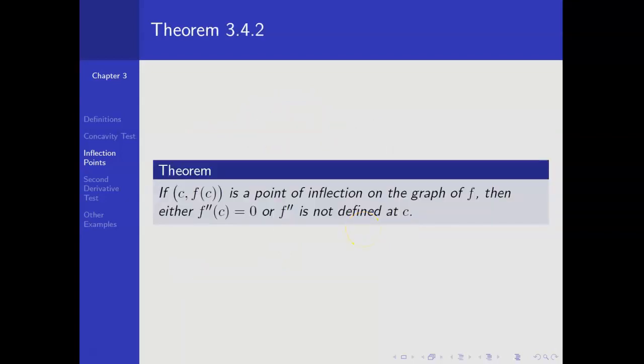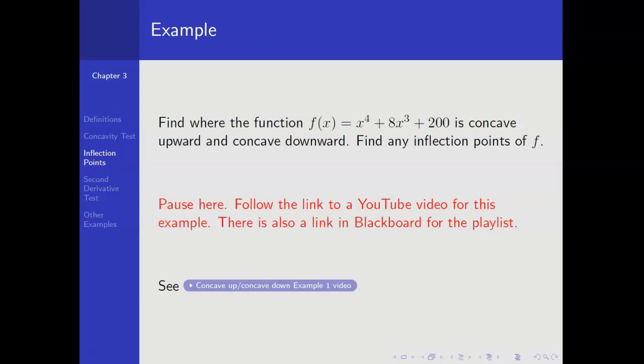All right, now we have a theorem about inflection points. This theorem tells us that if we have an inflection point, then either the second derivative is 0 or the second derivative is not defined. That's a useful tool for us for figuring out where we might find inflection points.